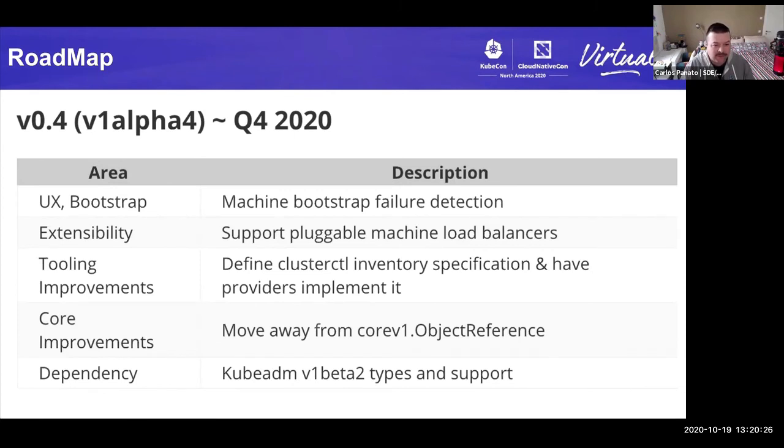Okay, for the roadmap for the v1alpha4, we are still doing some grooming to see what features we're going to add for Alpha 4. But the ones we already know and are working on are the ones you can see in the slide right now. We are going to focus on the UX and bootstrap, like machine bootstrap failure detection as well. We are going to work also on other more core improvements, moving away from core v1 object to reference, and also upgrading the dependency, like using kubeadm v1beta2 types and supporting that as well. This is aiming to have the latest kubeadm and also to be more stable and move to beta 1 later on.